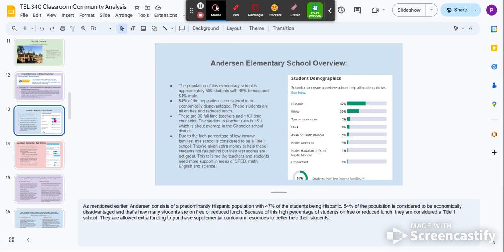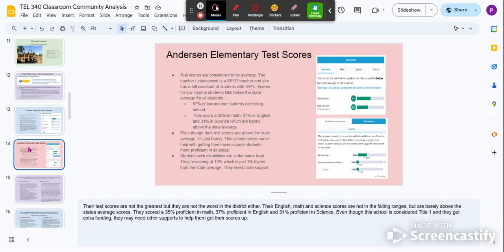As mentioned earlier, Anderson consists of a predominantly Hispanic population, with 47% of the students being Hispanic. 54% of the population is considered to be economically disadvantaged, and that's how many students are on free or reduced lunch. Because of this high percentage of students on free or reduced lunch, they are considered a Title I school. So they are allowed extra funding to purchase supplemental curriculum resources to better help their students.